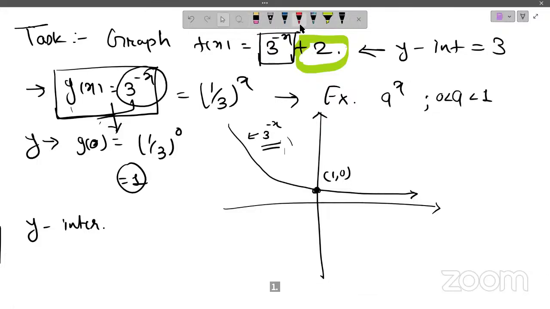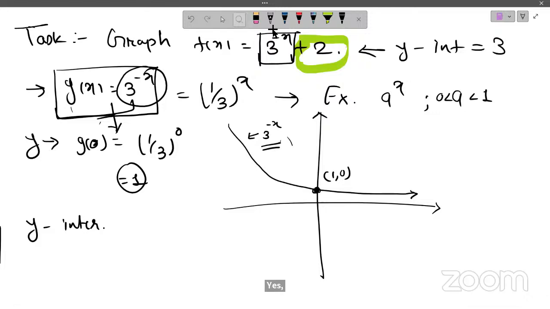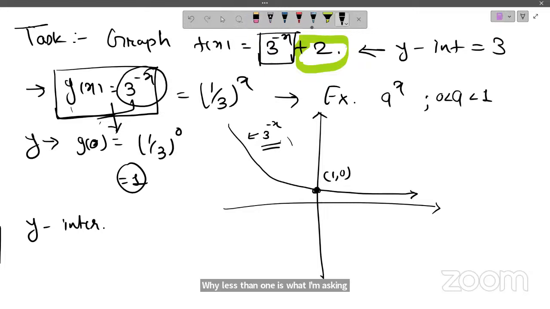Ma'am, one question. On the right side, you have written a is between 0 and 1. a should be greater than 0 and less than 1. That's the meaning of this expression, right? Why less than 1 is what I'm asking. I'm particularly telling that this is 1 by 3, so 1 by 3 is strictly less than 1. Oh, okay.